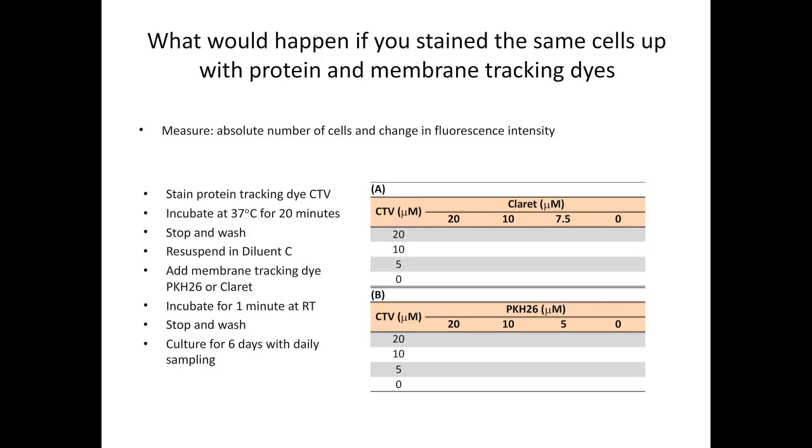The way that experiment was set up, as shown here on the right, was a checkerboard design where we stained them up with 20 micromolar claret and 20 micromolar cell trace violet, or 10 micromolar or 5 micromolar. The idea is that we stain them at different concentrations of both the claret and the cell trace violet, including one concentration without the cell trace violet or without the claret. And we did the same type of thing with the PKH26.